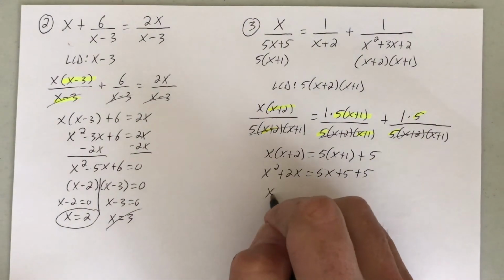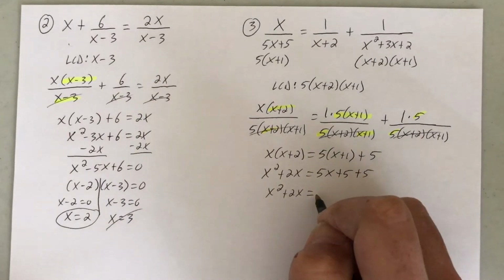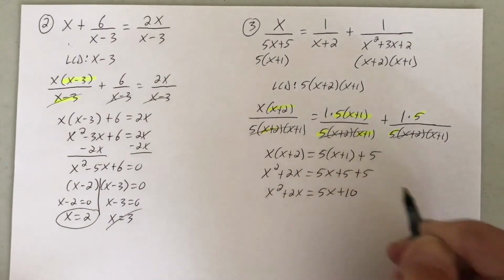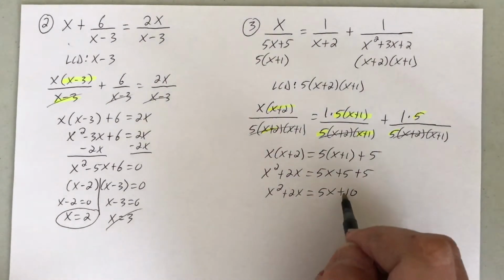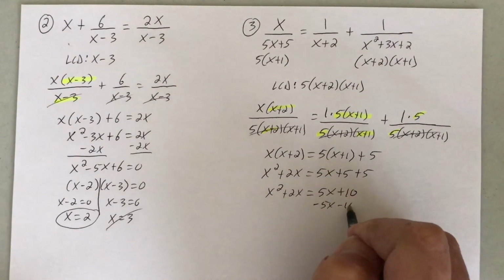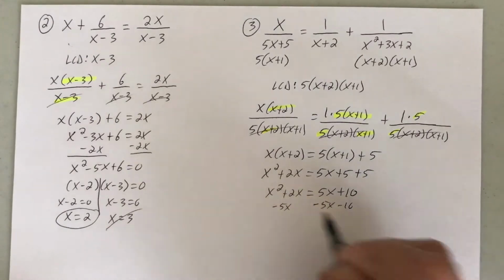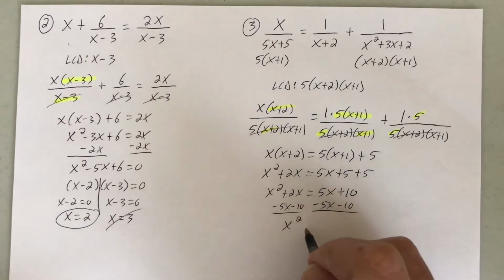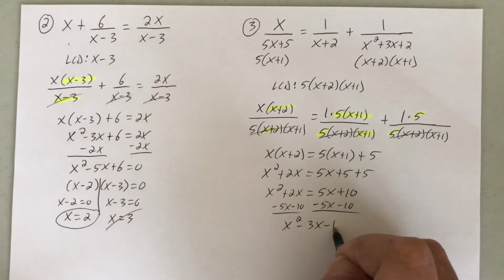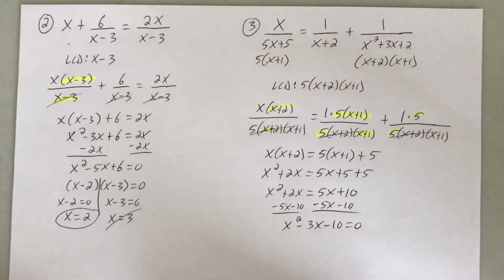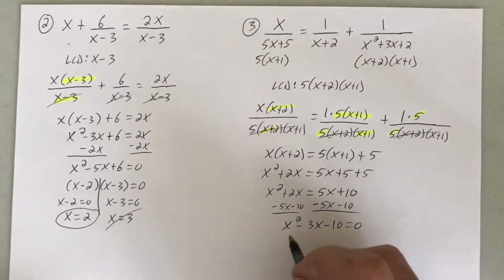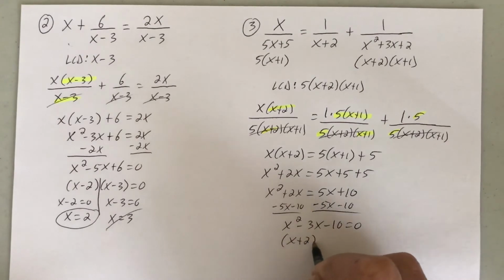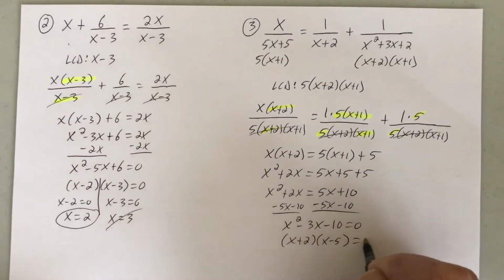Like terms. So 5x plus 10. And I'm going to go ahead and just move these over. So that gives me x squared minus 3x minus 10 is equal to 0. And then I'm going to go ahead and factor. So I get x plus 2 times x minus 5 is equal to 0. And of course, we want to solve by factoring. So set those equal to 0.